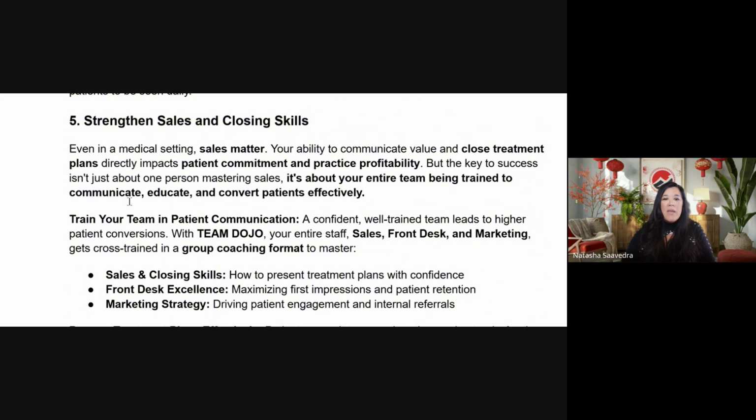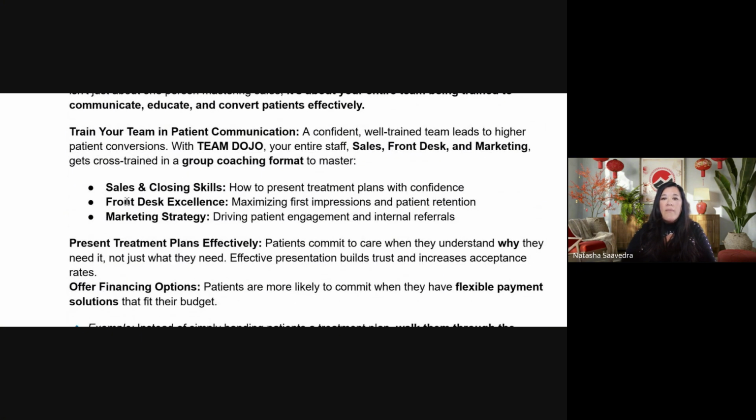Train your team in patient communication. A confident, well-trained team leads to higher patient conversions. That's why we've created the dojo. It's for your entire team, the sales, the marketing, the front desk. They get cross-trained in a group environment with other offices to really sharpen the blade, sharpen their skills. We say iron sharpens iron. That's why we bring offices together to do this. Sales and closing skills, how to present treatment plans with confidence.